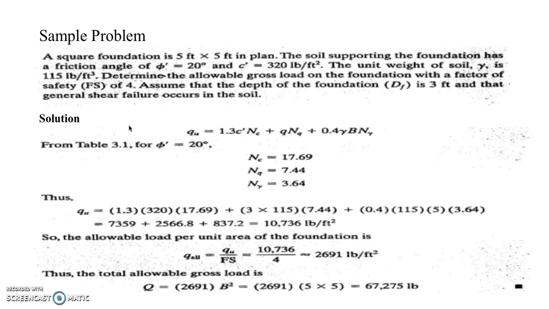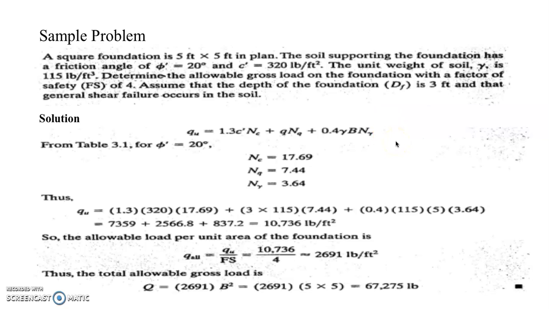The soil supporting the foundation has a friction angle of phi prime equal to 20 degrees and c prime equal to 320 pounds per square foot. The unit weight of soil, gamma, is 115 pounds per cubic foot. Determine the allowable gross load on the foundation with a factor of safety, Fs, of 4.